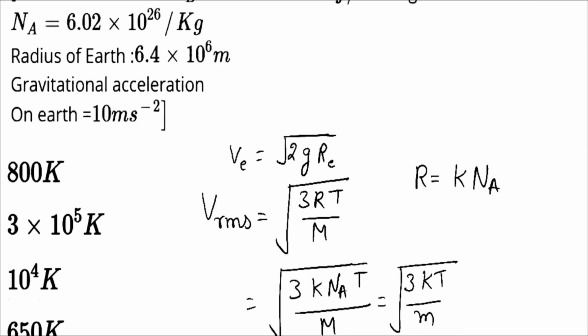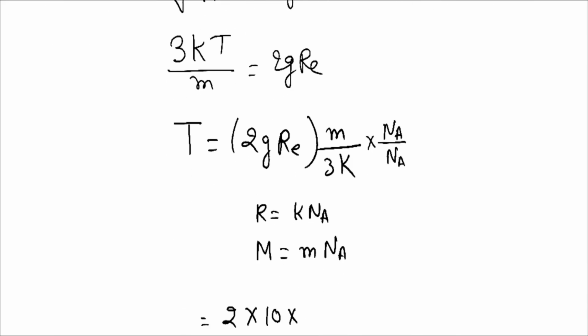6.4 into 10 to the power 6. So I will write here. So this is the radius of the earth, and now we will write the molar mass of the hydrogen. So we know that the molar mass of the hydrogen is 2 grams. So in kilogram, I will write 2 into 10 to the power minus 3, in division 3. So k into Na is the gas constant 8.3. So this will be the final expression.